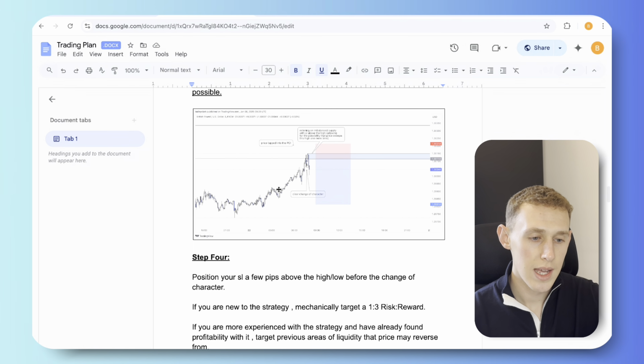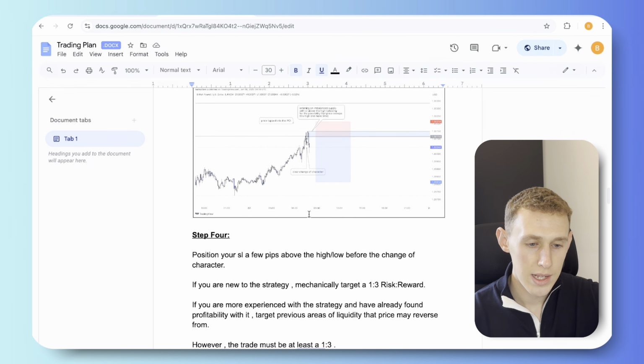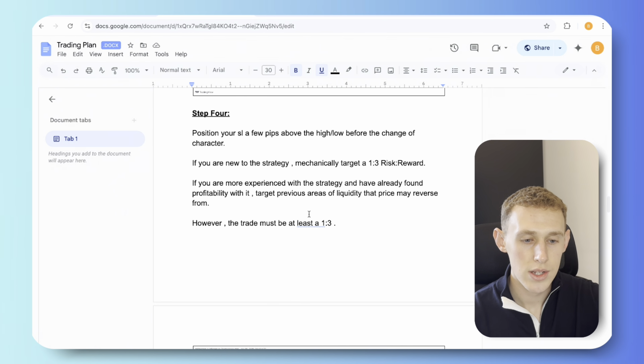And then once we see this, we're simply looking for a pullback into an area of imbalance, and we're setting a limit on these areas. And as I've said here, and what I try to emphasize is try not to overthink this. It can just be as simple as waiting for that M5 change of character, seeing the imbalance created, and then just simply mechanically entering based off that rule set.